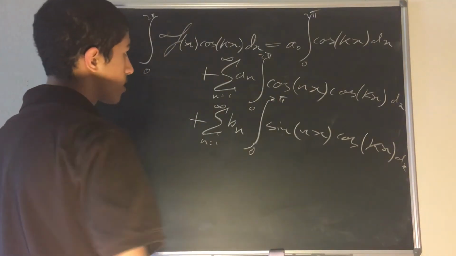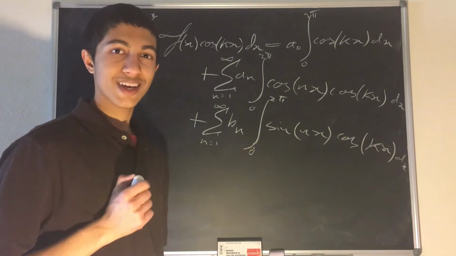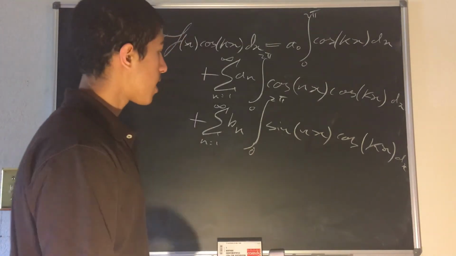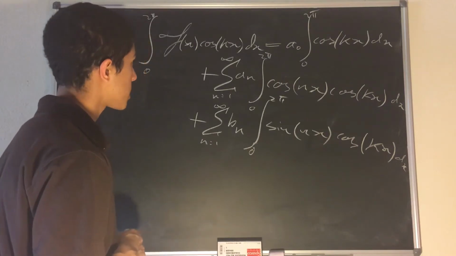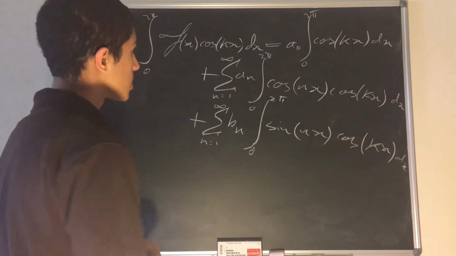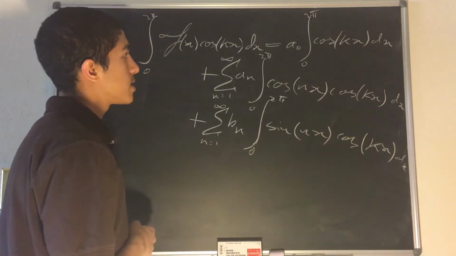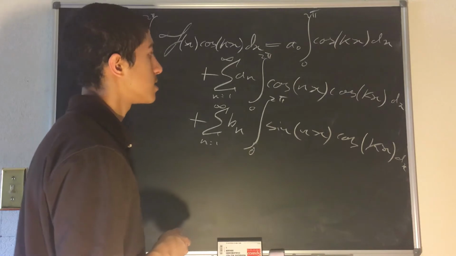So wonderful. Now, I promised that our equations would get less complicated, but it seems that they got more complicated. But not to worry, we still have a few steps to go, and everything will start to fall into place. So, let's observe this first integral here on the right-hand side. So that is equal to a0 times the integral from 0 to 2 pi of cosine kx dx.